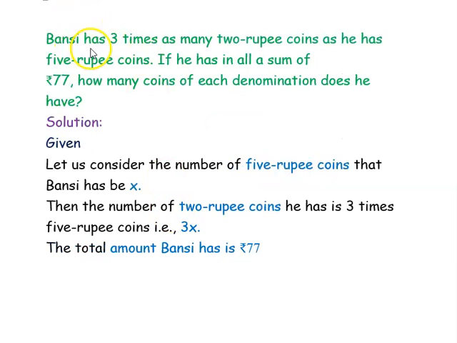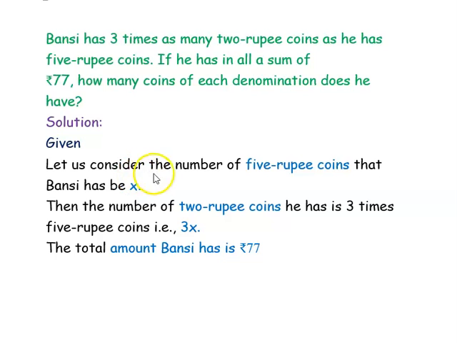Next question is: Bansi has 3 times as many 2 rupee coins as he has 5 rupee coins. If he has in all a sum of rupees 77, how many coins of each denomination does he have? Solution. First let's write the given things.